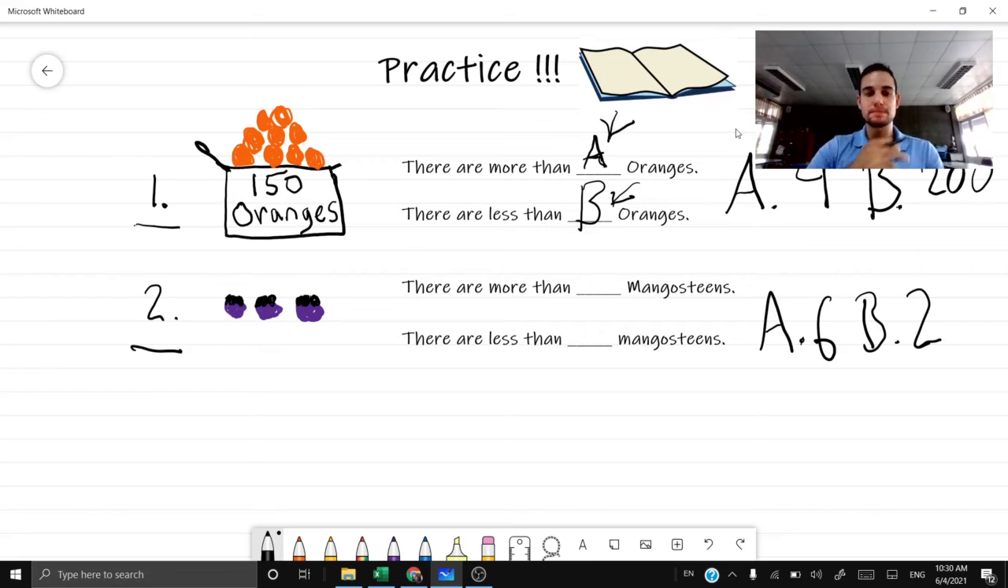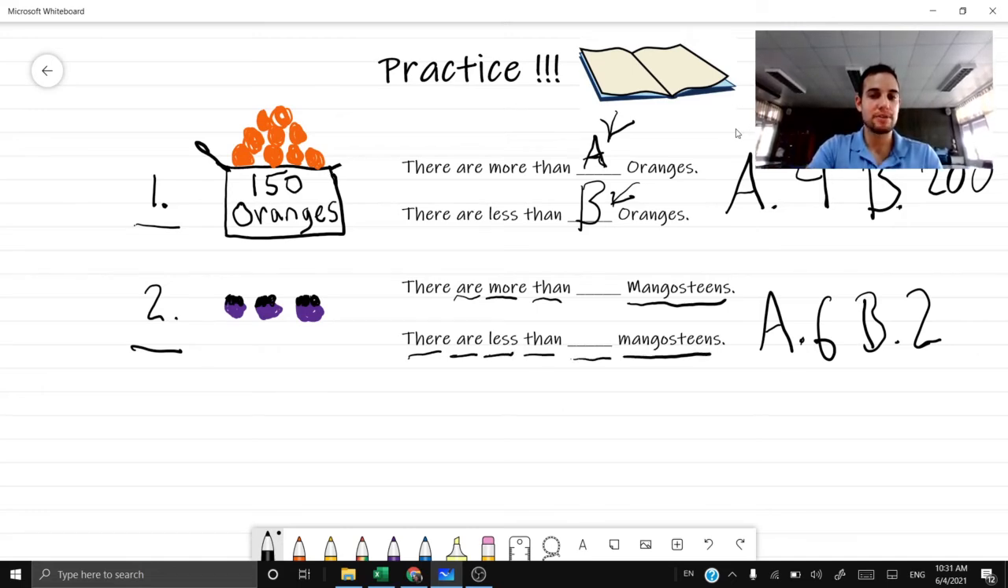Number 2. Let's read it together. Ready? 1, 2, 3. There are more than mangosteens. Ready? Next. Read with me. 1, 2, 3. There are less than mangosteens. So don't forget, we have more and less.